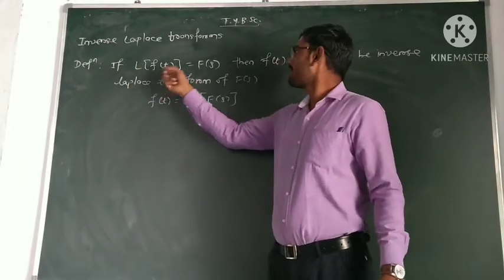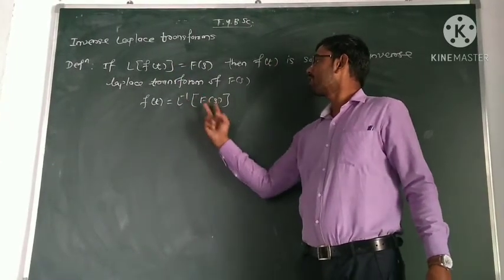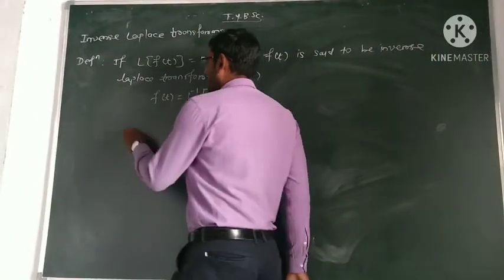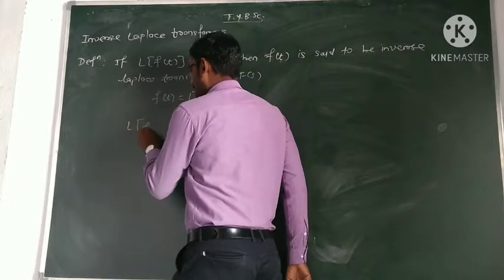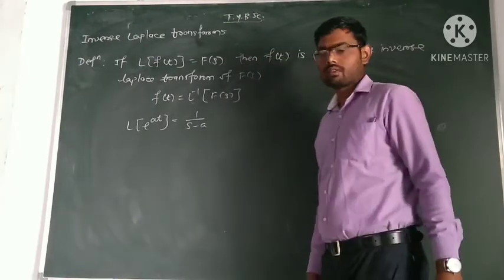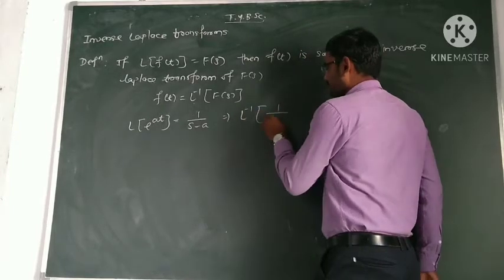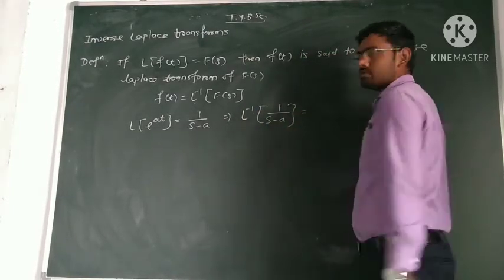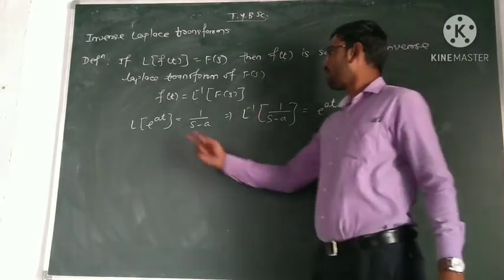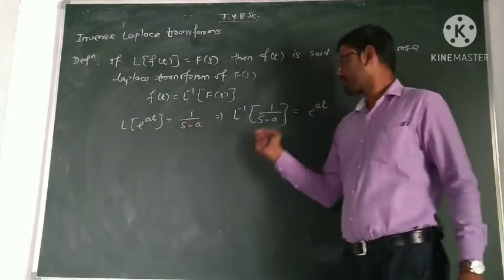If the Laplace transform of f of t is F of s, then this f of t is called the inverse Laplace transform of this F of s. Okay, this is the definition of the inverse Laplace transform. For example, we know the Laplace transform of e raised to power at is equal to 1 upon s minus a. This implies the inverse Laplace transform of 1 upon s minus a is equal to e raised to power at. Okay? Because now f of t is e raised to power at, so f of t is equal to the inverse of this F of s.